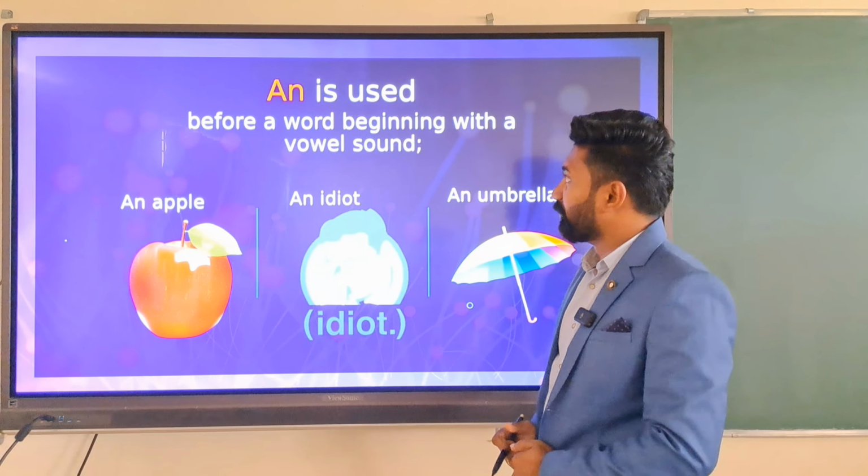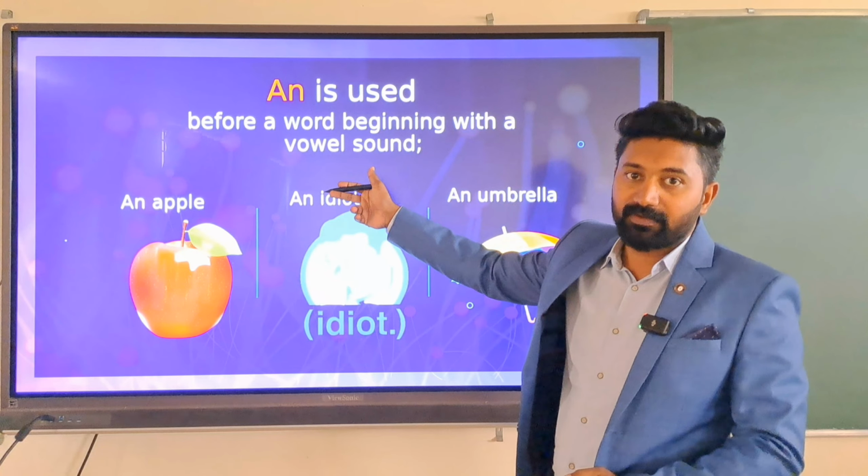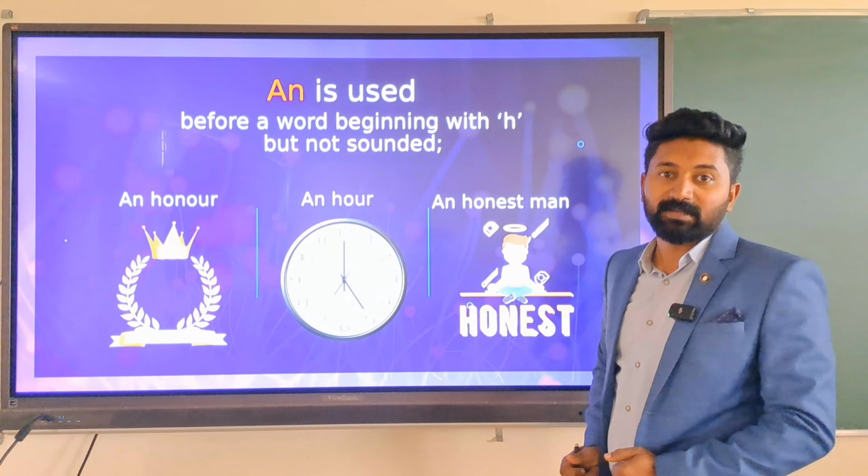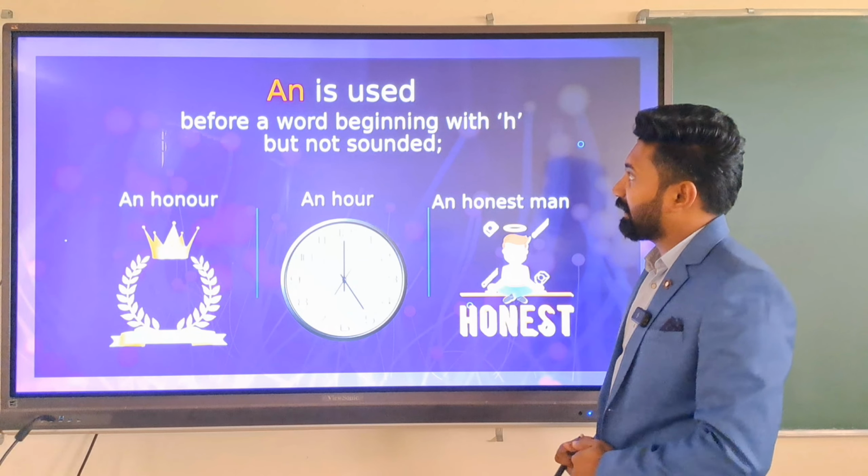An is used before a word beginning with a vowel sound, okay, an apple, an idiot, an umbrella. So these could be some of the examples for the expression an.